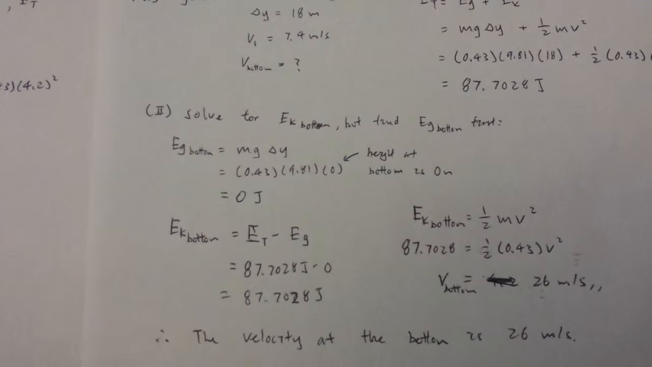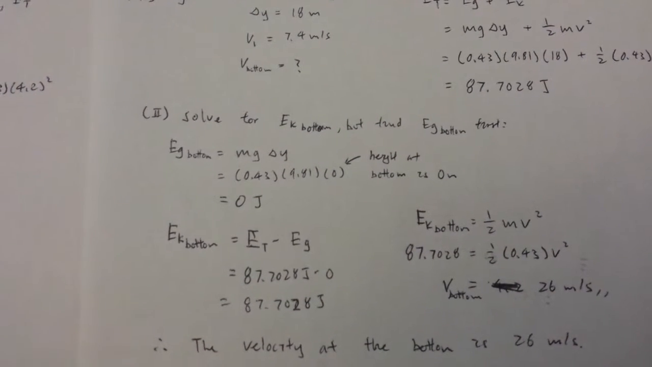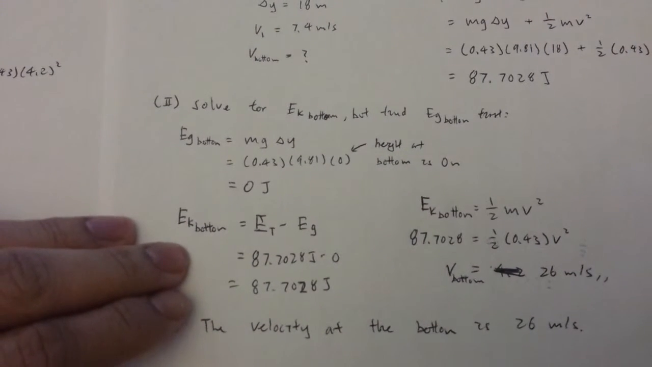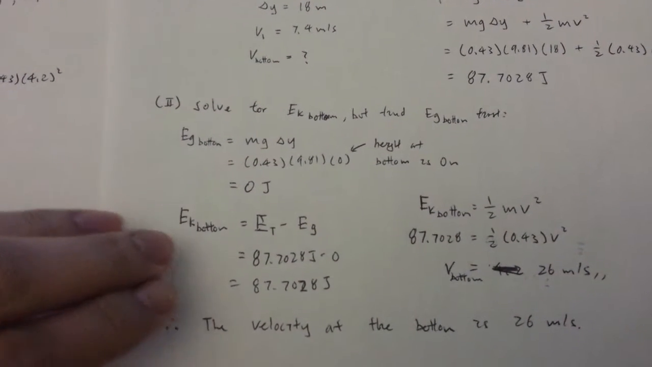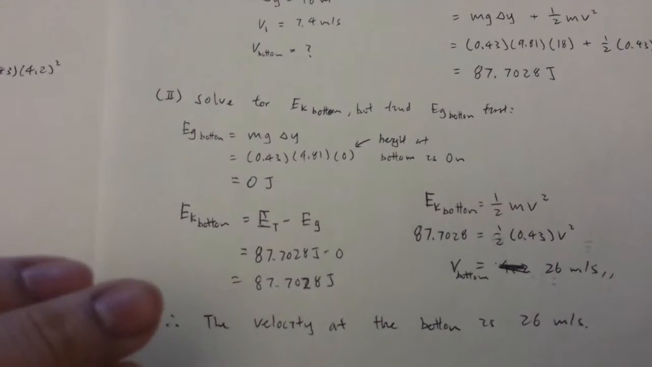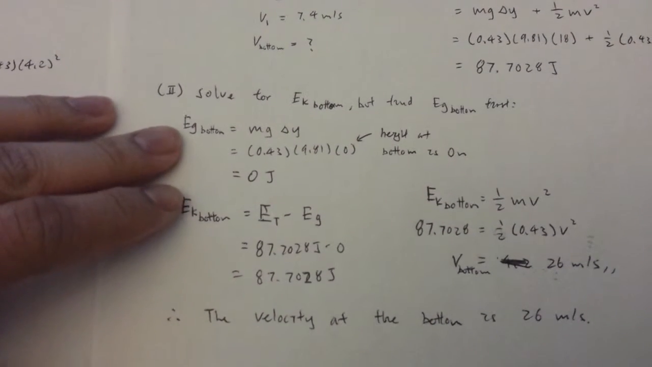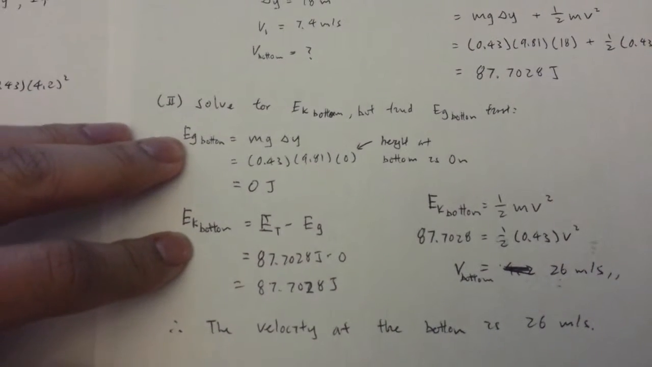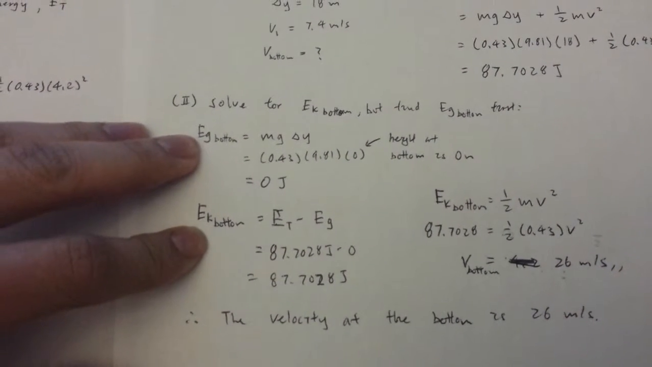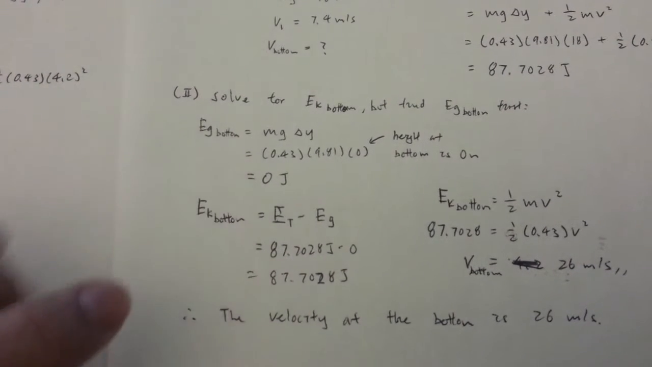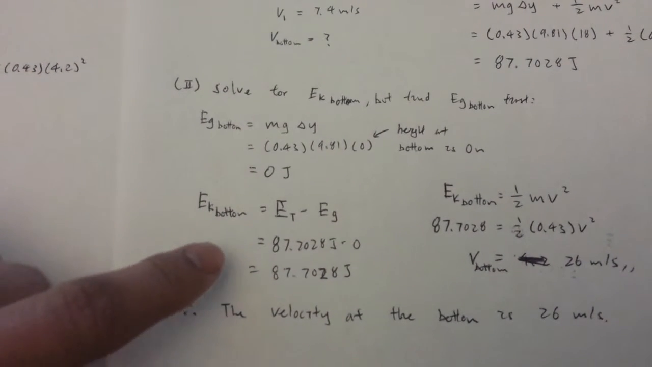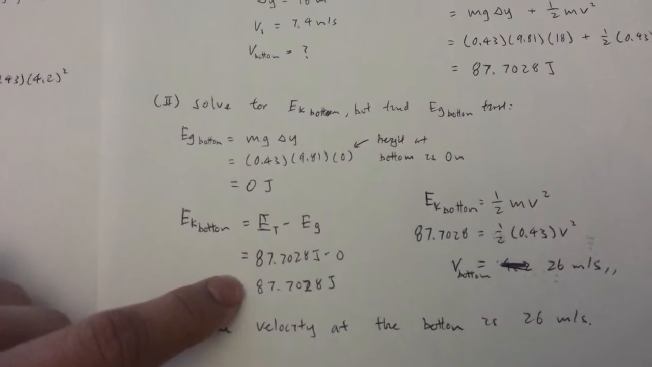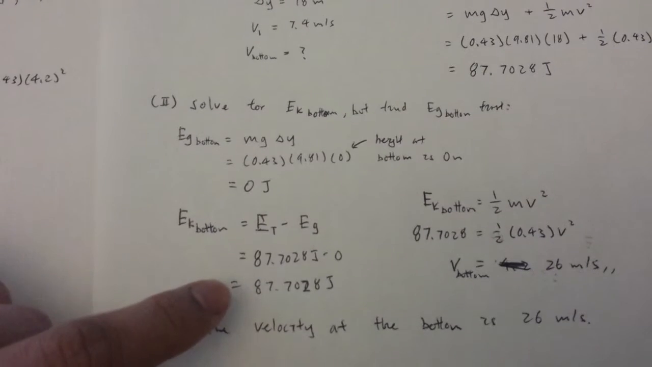And the second part would be you solve for the kinetic energy at the bottom of the hill, but you have to find EG bottom first. The reason is that to get EK bottom, you have to subtract ET minus EG, and to get EG bottom, you just do mg delta y, and because the height at the bottom is 0 m, the final energy is 0 joules. And then you sub in the numbers on this equation, and you end up with 87.7028 joules.